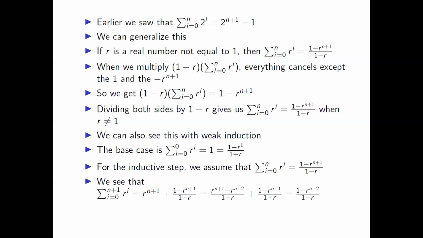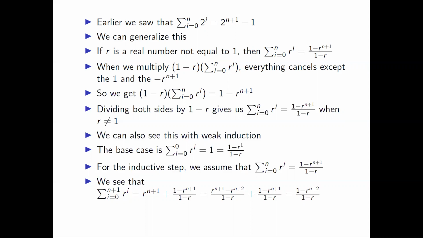Now, in order to use that inductive hypothesis to prove the next step of the induction, all we have to do is take our sum for the next step, which is the sum from i equals 0 to n plus 1 of r to the i, and we pull out our n plus 1 term, which is r to the n plus 1, and we use our inductive hypothesis, and we see that this sum from i equals 0 to n plus 1 of r to the i is equal, by inductive hypothesis, to r to the n plus 1 plus the quantity 1 minus r to the n plus 1 over 1 minus r.